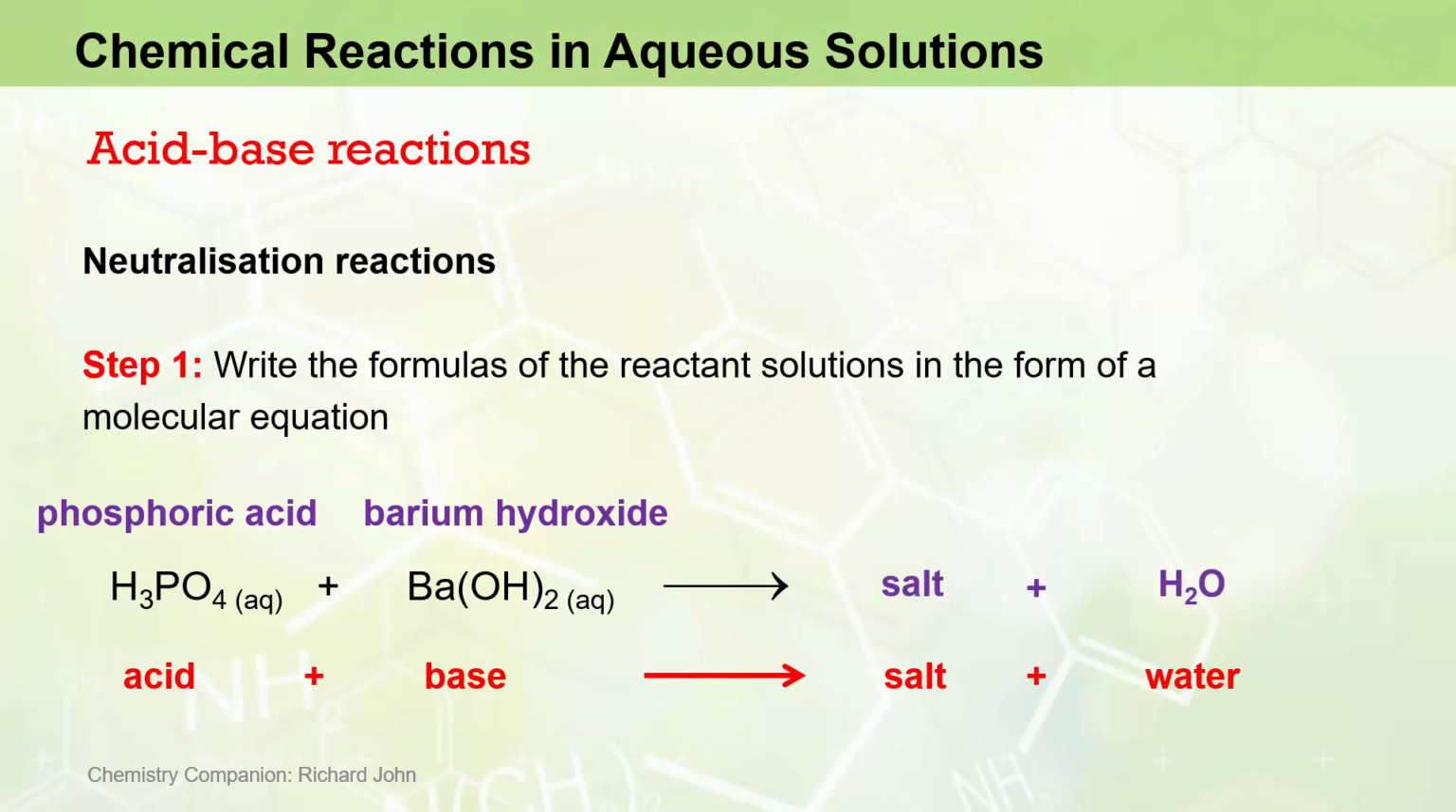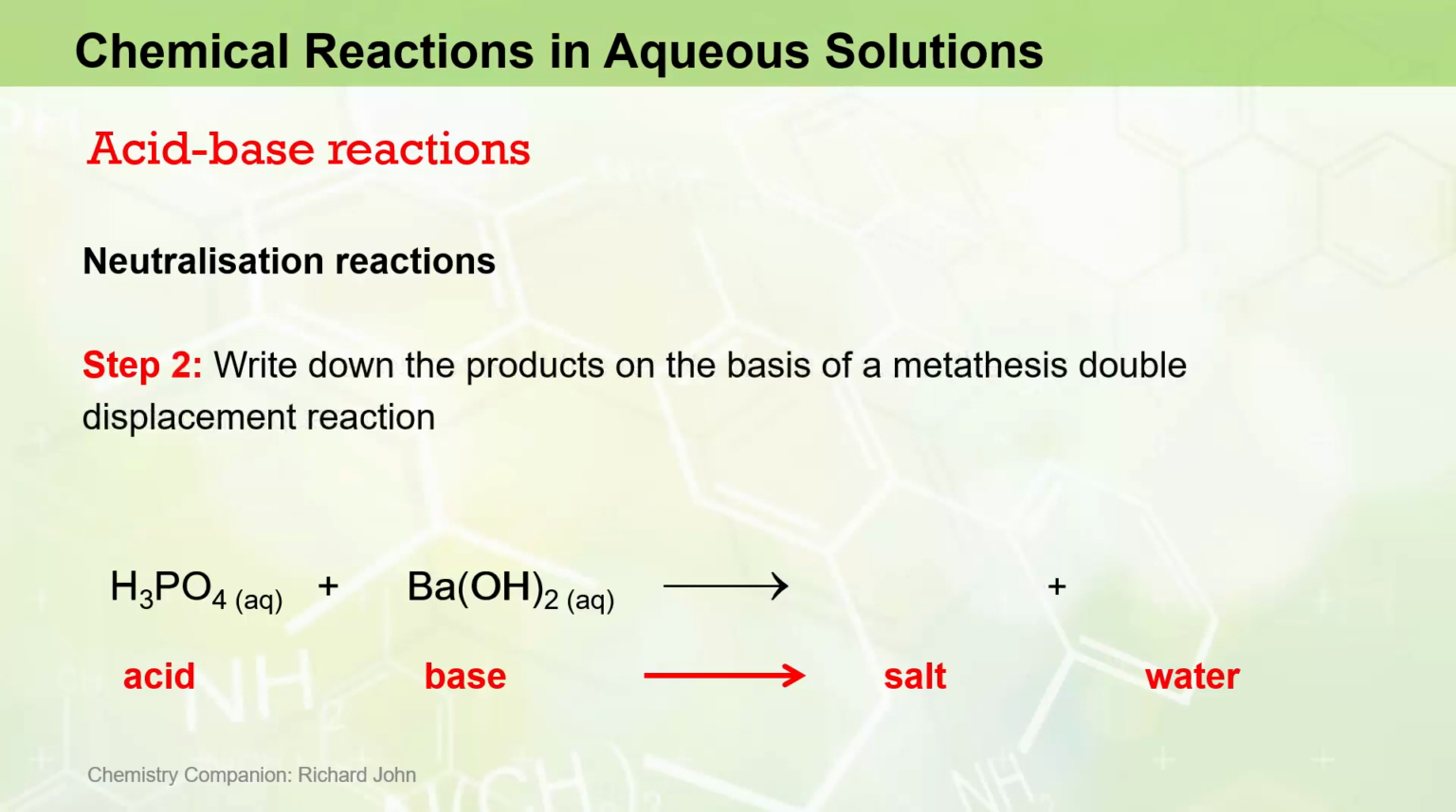Now we know that an acid plus a base will produce salt plus water, so in step 2, we write down the products based on a double displacement metathesis reaction, where we actually swap the anion and cation pairs such that the hydrogen cations from the acid get together with the hydroxide ions from the base to form water. And the cation of the base, in this case barium, comes together with the anion of the acid, in this case phosphate, to form the salt barium phosphate.